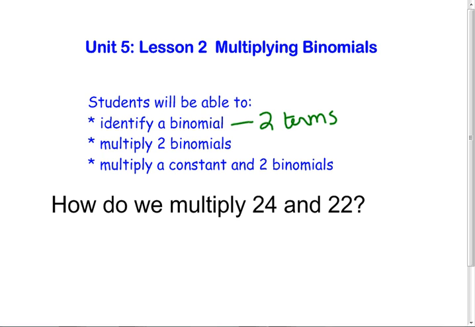And we are going to multiply binomials, and we're going to multiply a constant and 2 binomials. Tomorrow, we are going to have a little more practice on it. Then on Friday, we have a quiz on it. Then next week, we're going to reverse the process. I'm going to ask you what 2 binomials did you multiply together to get the trinomial. That's hard. Well, the only way you're going to be good at it is to do this part.